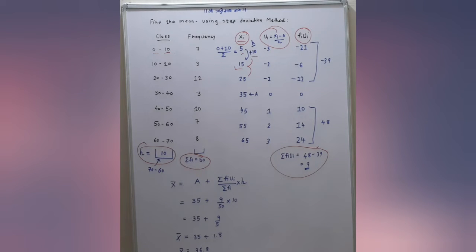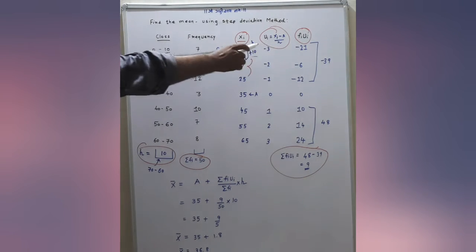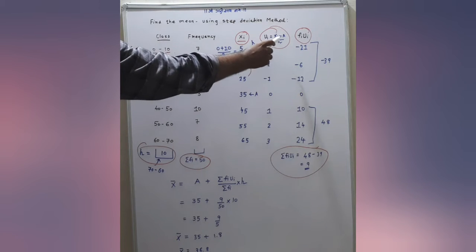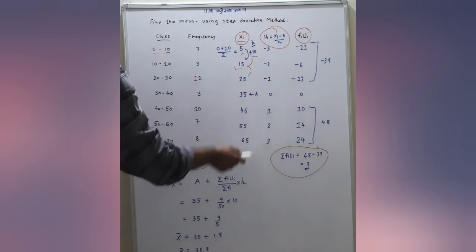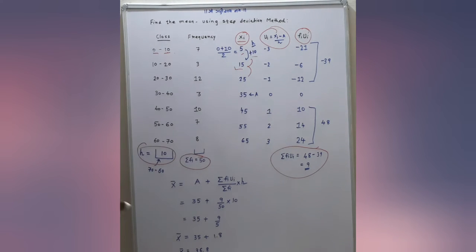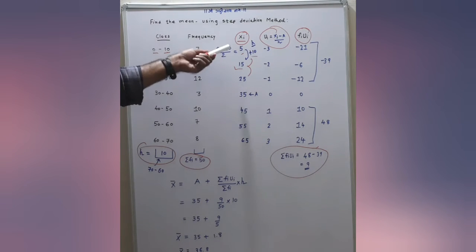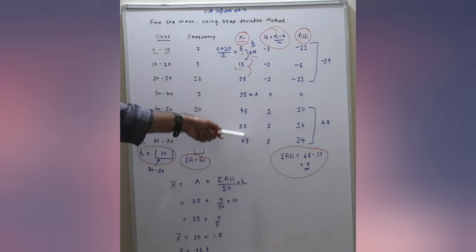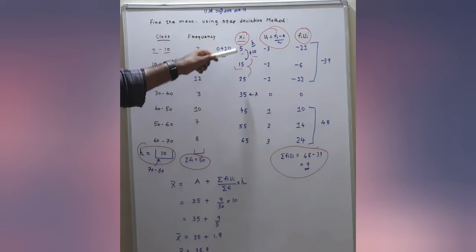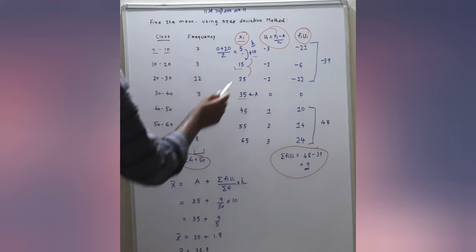Now I need to find the ui. So ui is what? ui is xi minus a upon h. So xi minus a upon h. So I first decide what a is. Out of any xi value, you can guess any one. Like I guess this 35. But if you want to guess this value, then you can. If you want to guess this value, then you can also guess. That means out of the xi values, we can guess any one value. And here I guess a is equal to 35.